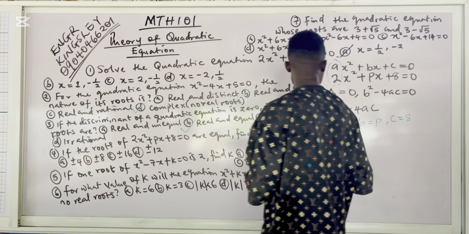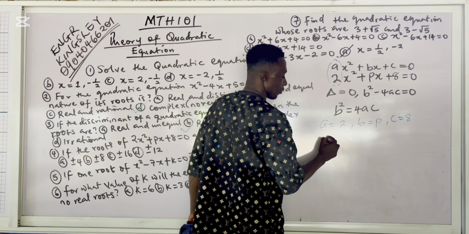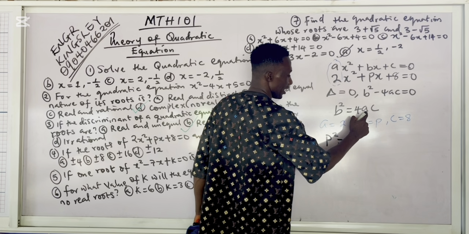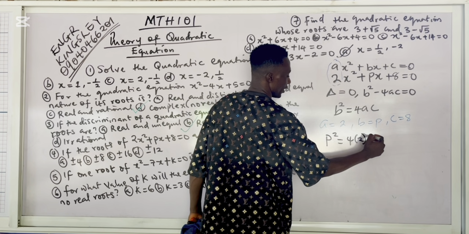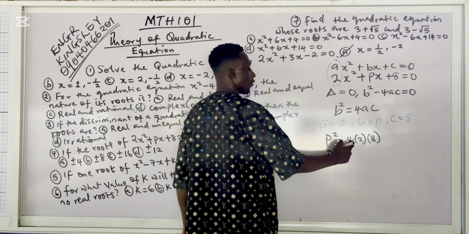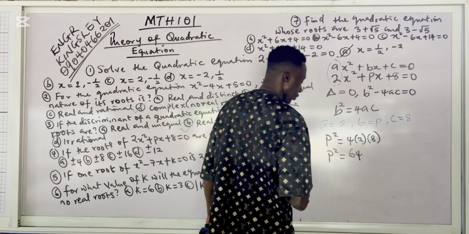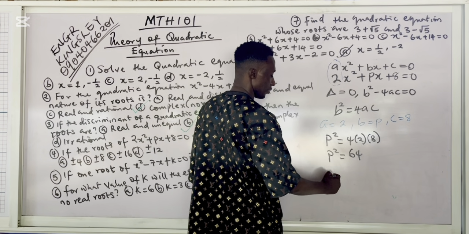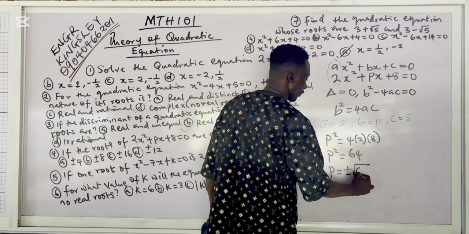So, getting the solution, we have that b is p. Substituting it here, we have p squared equal to 4, where the a value is 2 and the c value is 8. So we have that p squared is equal to 4 times 2 is 8, 8 times 2 is 64. To make p the subject, we take the square root of the right hand side, so p is equal to plus and minus square root of 64.